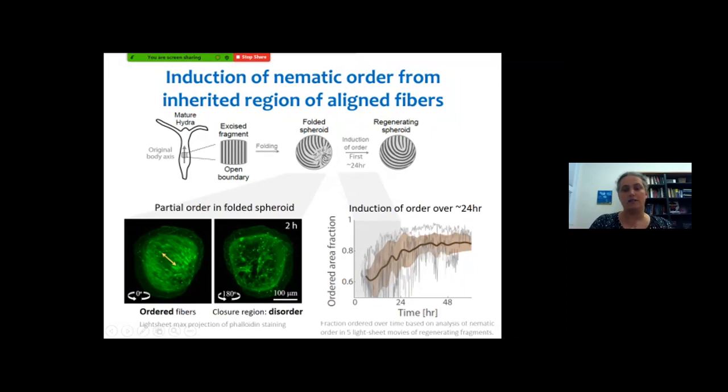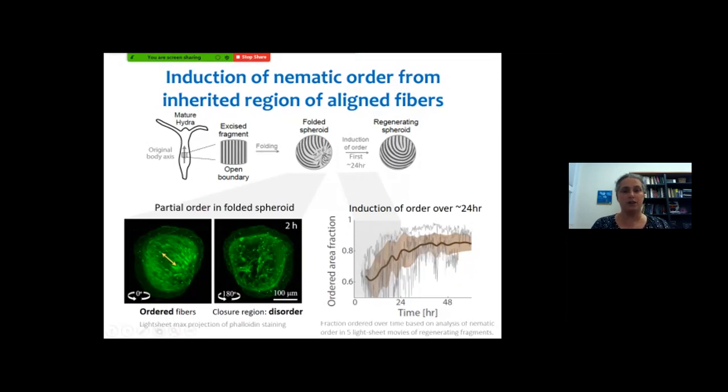Over time, we see a process where there's an induction of order. So this region becomes ordered over time. You can see here the fraction of ordered area in spheroids as a function of time, and you see it increases during the first 24 hours due to this process of induction of order. So fibers appear in the disordered regions and they're induced by the inherited fibers in the ordered region. And this stabilizes at about 24 hours to a level close to 1.